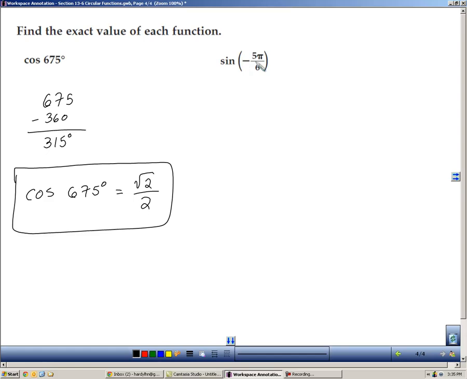Likewise, sine of negative 5 pi over 6. Well, if I take negative 5 pi over 6 and I add 2 pi to it, then I'll just spin it around the unit circle counterclockwise and find out what the positive version of that angle is. So 2 pi will be 12 pi over 6. So negative 5 plus 12 is 7 pi over 6. So that's really the angle that I'm looking for, 7 pi over 6.